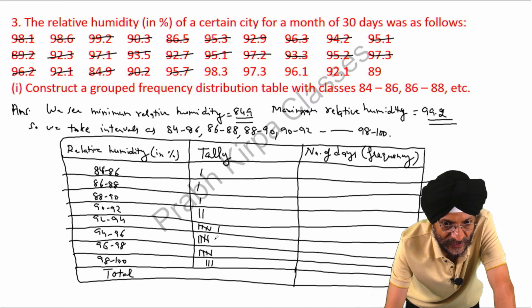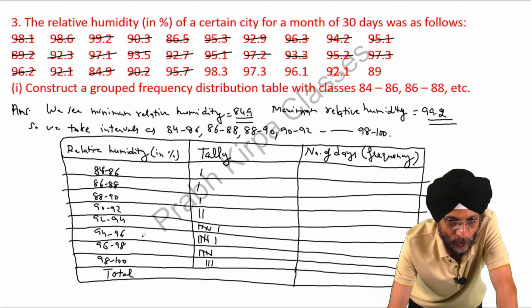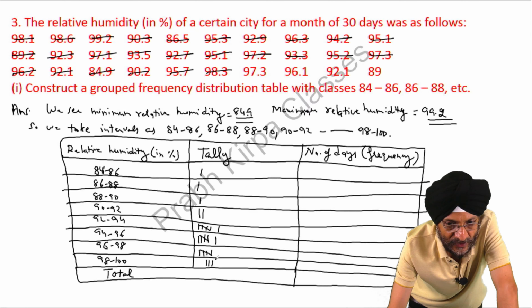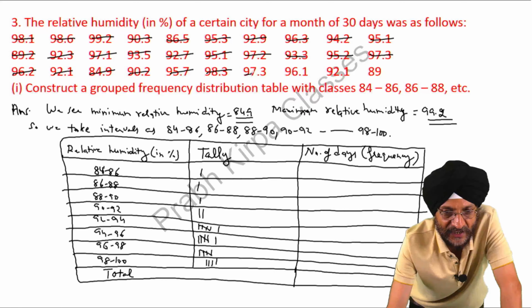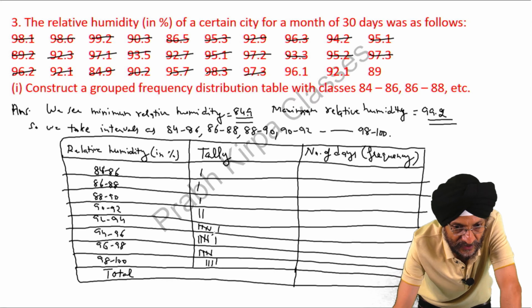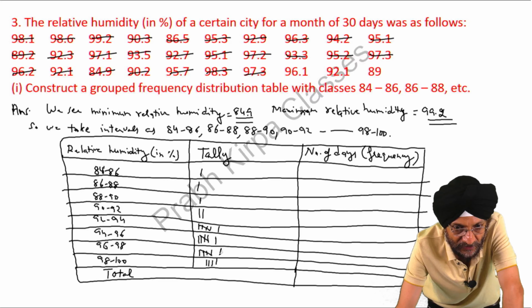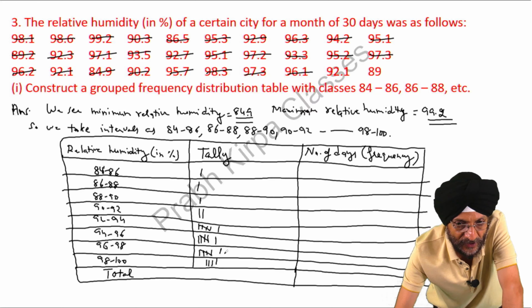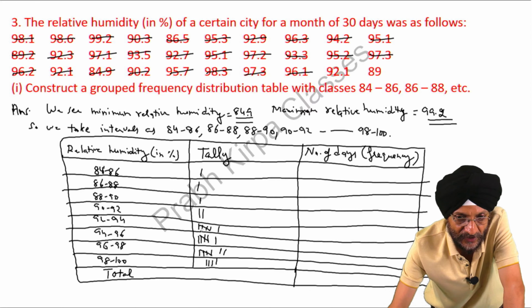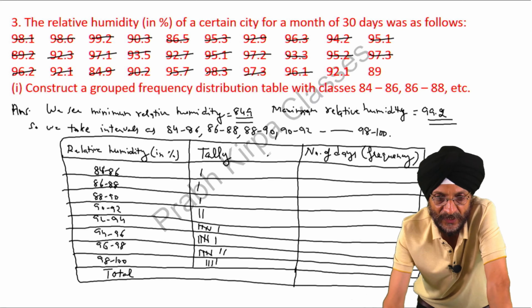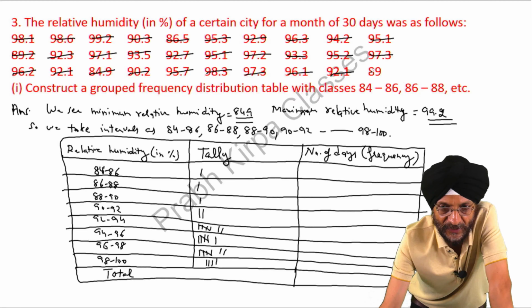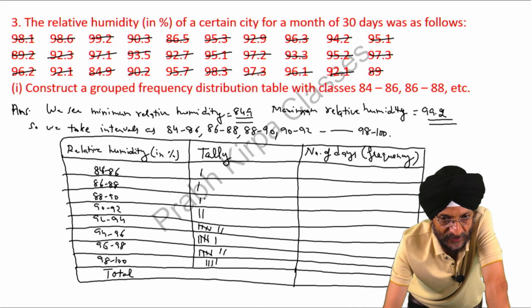95.7, it will fall here, 94 to 96. 98.3, it will fall here. 97.3, it will fall here. 96.1, it will fall here, 96 to 98. 92.1, it will fall here. 89, it will fall here.